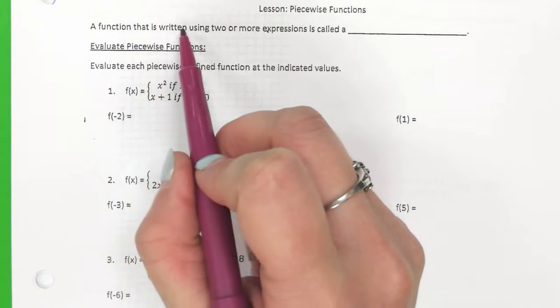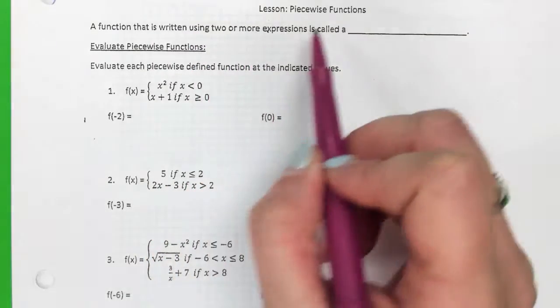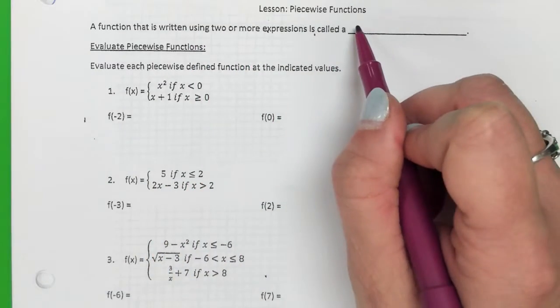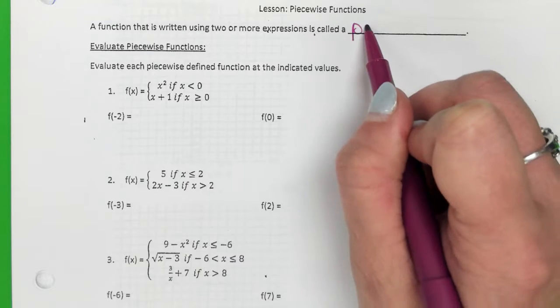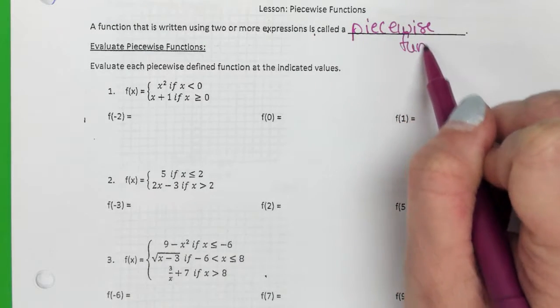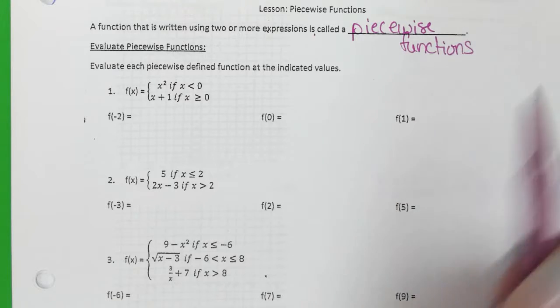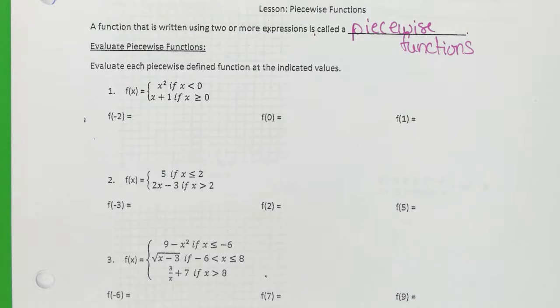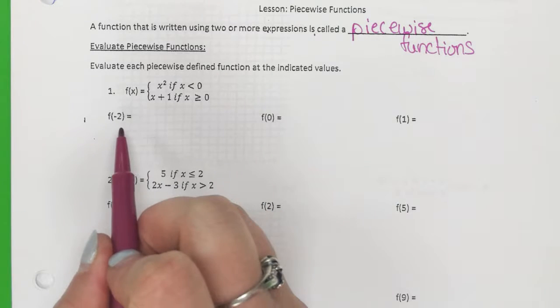So a function that is written using 2 or more expressions is called a, what's it called? Piecewise function. Very good. Do you remember how we graphed earlier this week using y equals mx plus b? Y'all remember that? So we're going to do the same thing, but instead of using the whole graph, we're just going to graph a piece of it. That's why it's called piecewise. All right, let's look at this.